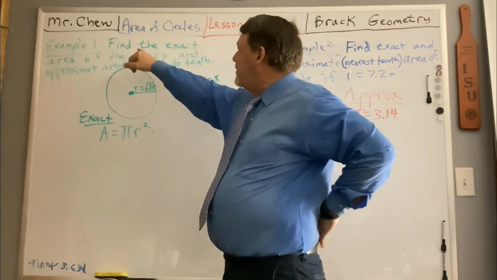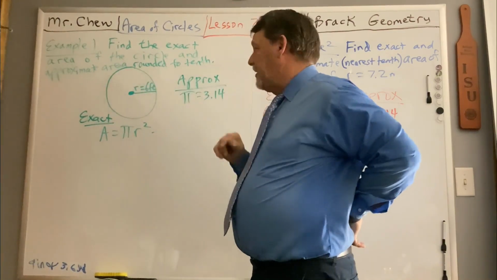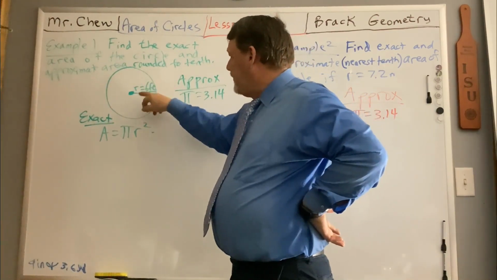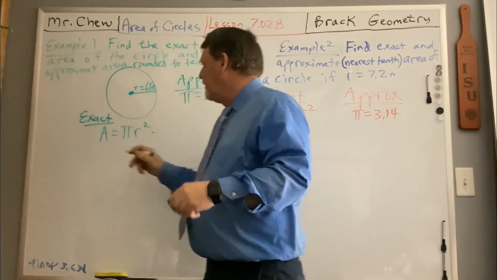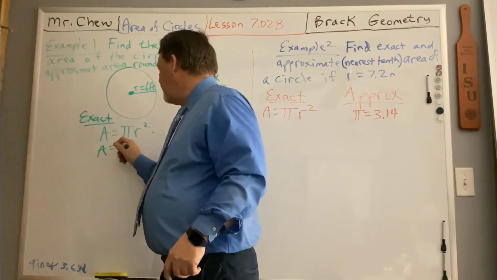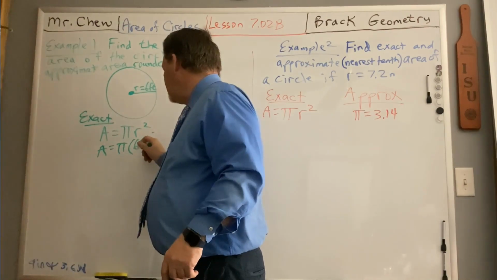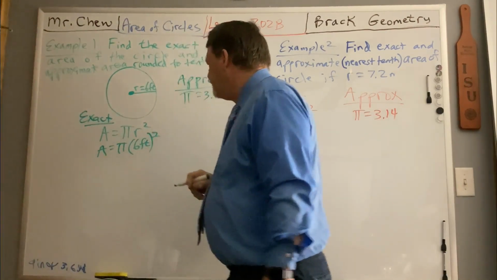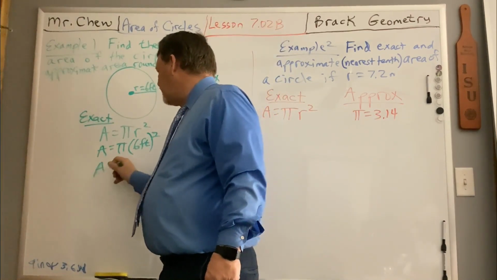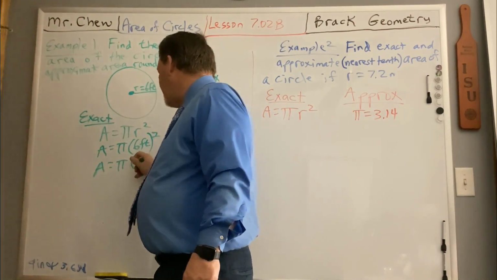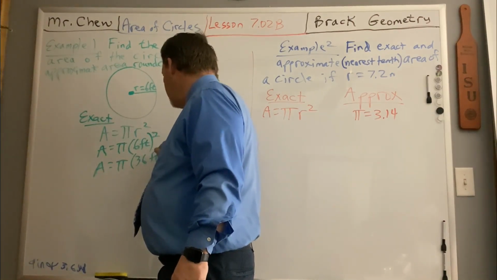So in example 1, it says find the exact area of the circle and the approximate area rounded to the nearest tenth. So I've got 6 feet for the radius here, r equals 6 feet, and I substitute that value here. So area equals pi times 6 feet, and I square that. So 6 feet squared is 36. We don't even need a calculator for that. So it's pi times 36, and feet squared is feet squared.